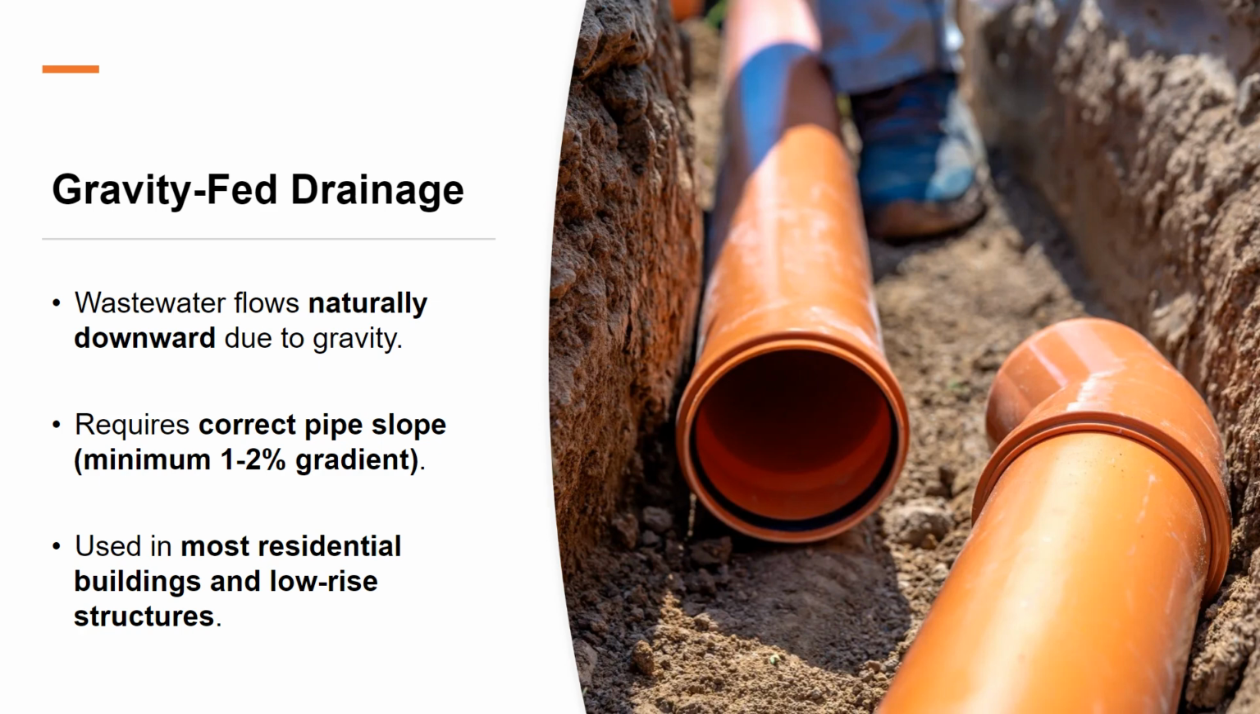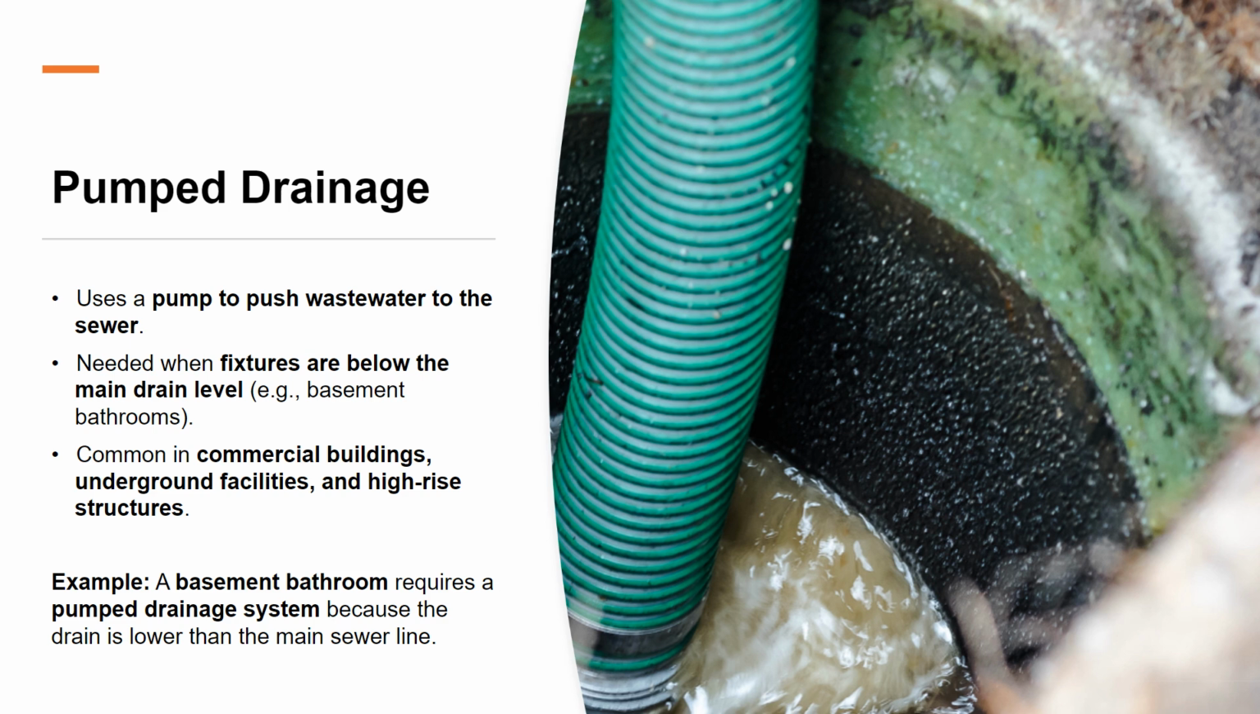But here's what many beginners miss. If the slope is wrong, the system fails. Too steep, solids separate from water. Too flat, water won't flow at all. Get your gradient right, and gravity will do the rest. But what happens when gravity isn't enough? That's where pumped drainage systems come in, a reliable solution for buildings or locations where water can't flow downward naturally.